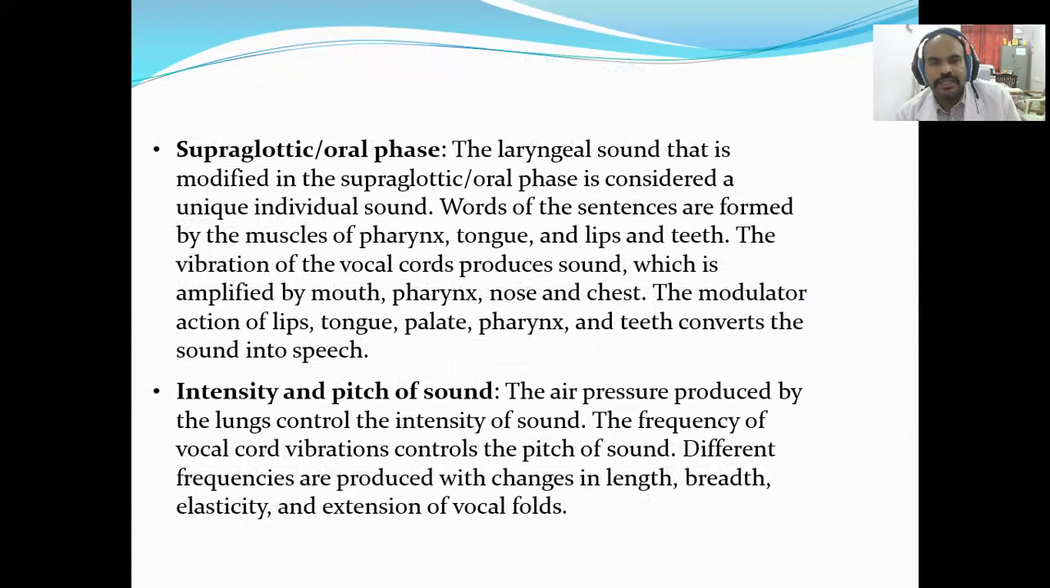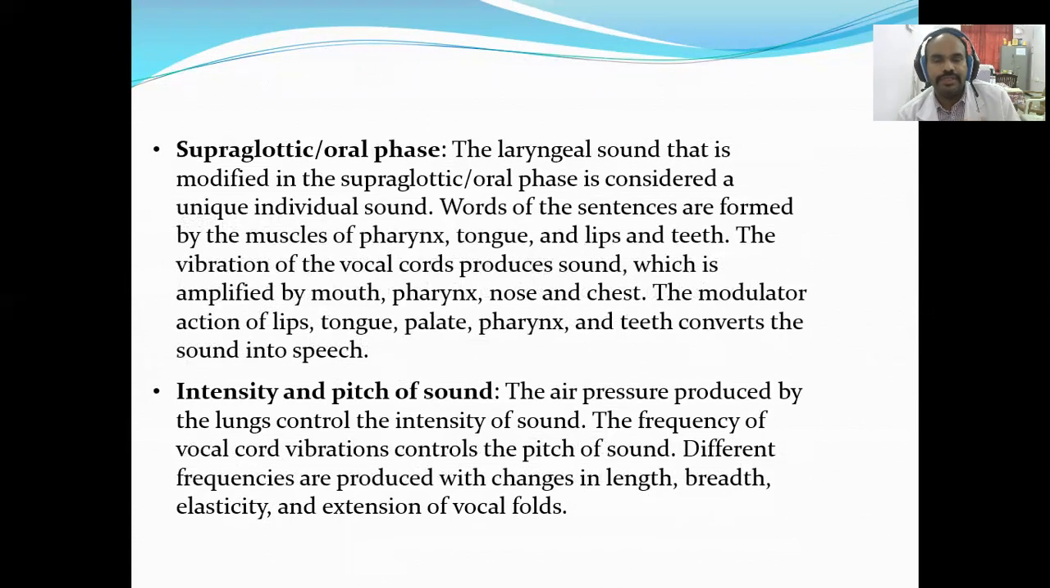Then we have the third phase, which is called the supraglottic phase or oral phase. The laryngeal sound that is modified in the supraglottic or oral phase is considered a unique individual sound. Words and sentences are formed by the muscles of the pharynx, tongue, lips and teeth. The vibration of the vocal folds produces sound, which is amplified by the mouth, pharynx, nose, and chest. The modulator action of the lips, tongue, palate, pharynx and teeth converts this sound into speech.